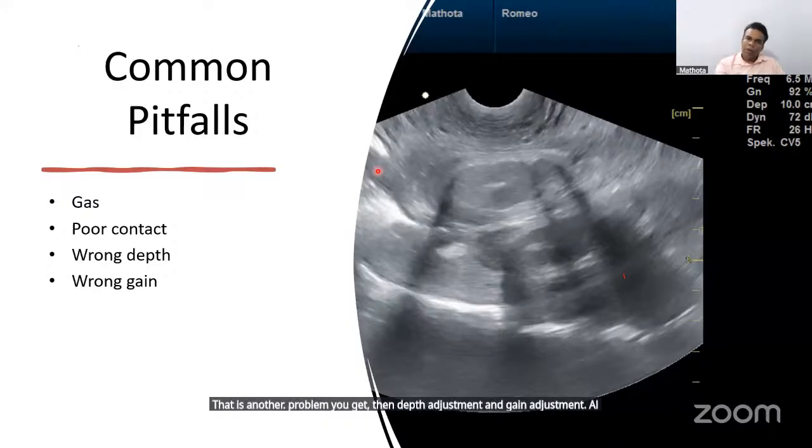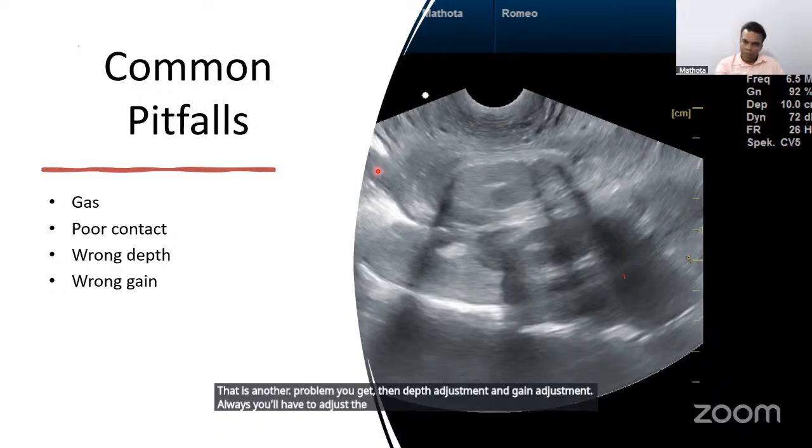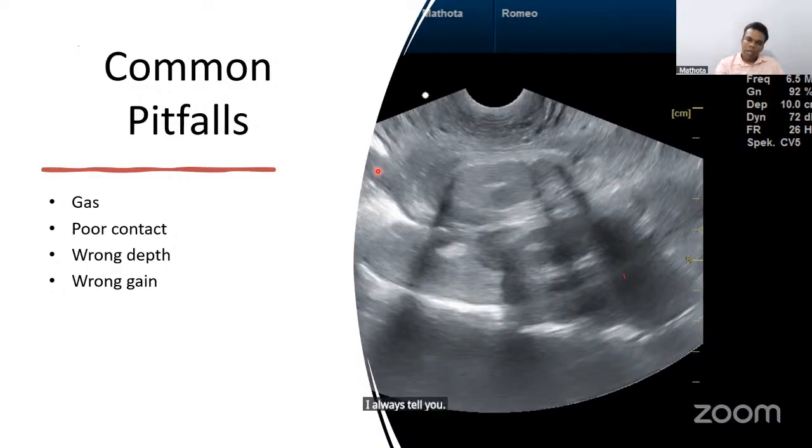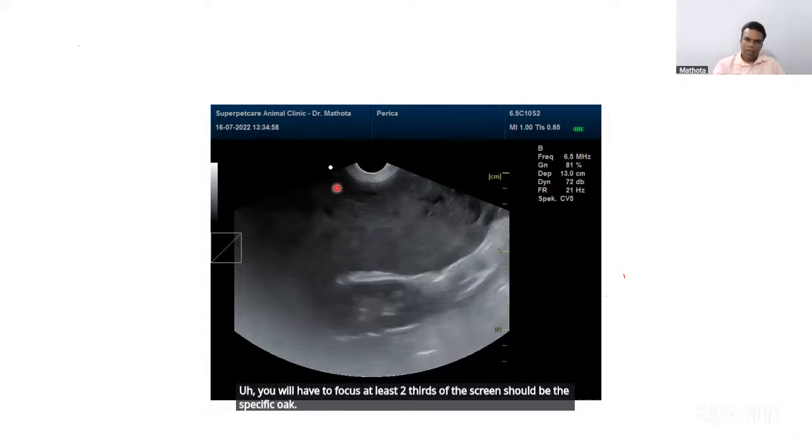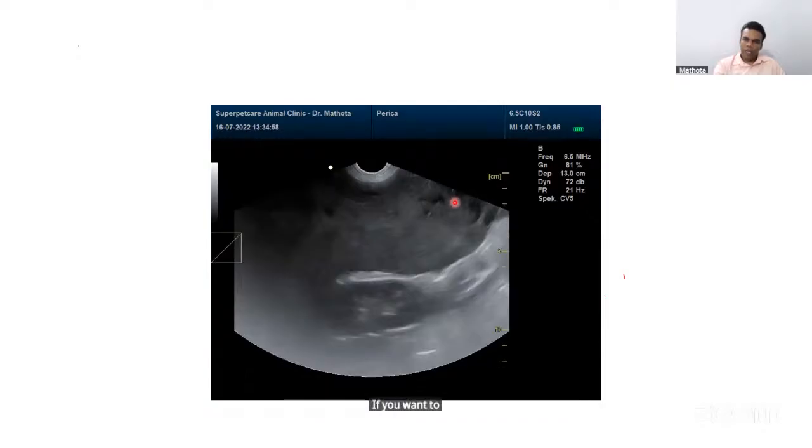Then depth adjustment and gain adjustment. You always have to adjust to the correct depth. I always tell you, when you want to see an abdominal organ, you have to focus so that at least 2/3 of the screen is the specific organ. If you want to see the spleen, the spleen should be at least 2/3 of this screen.